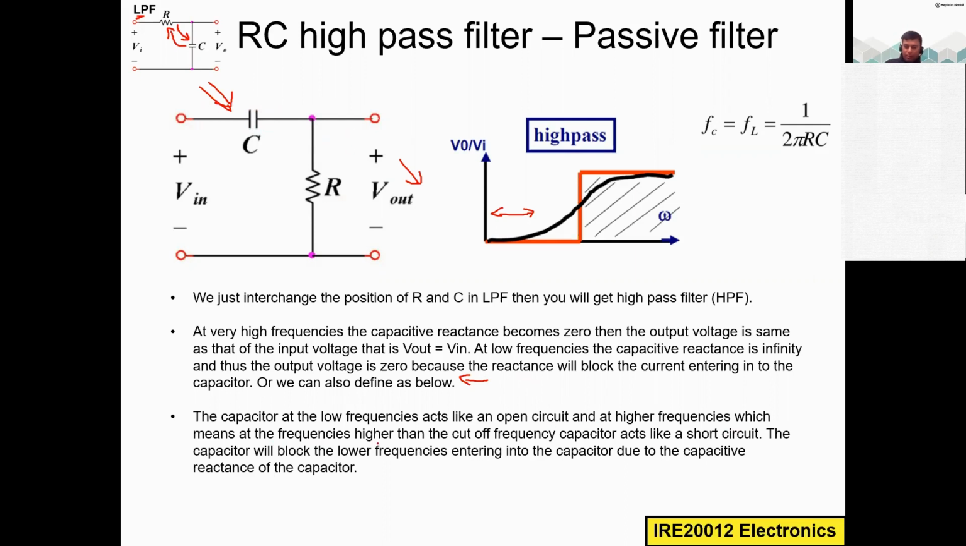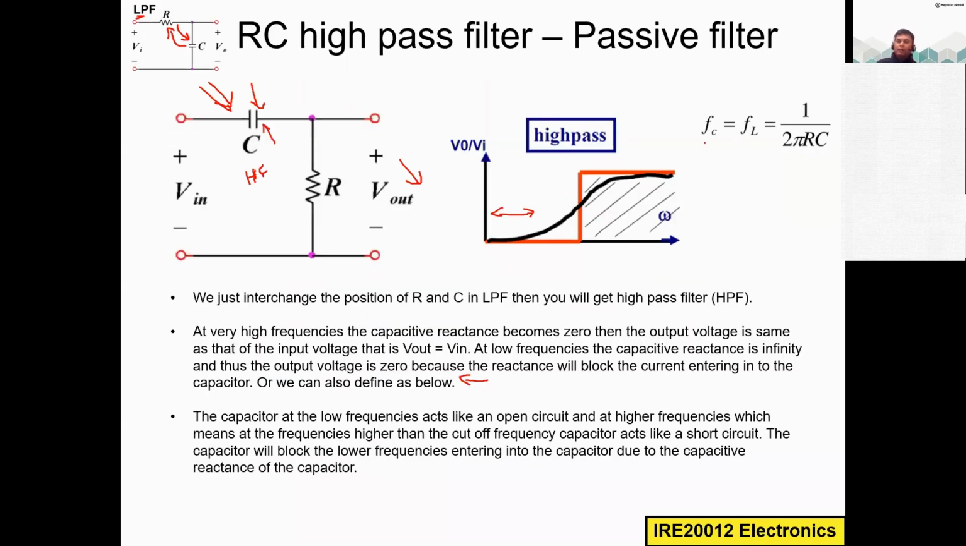That's what is mentioned in this paragraph. The capacitor will block the low frequencies entering into it due to its capacitive reactance. Since the position is here, it blocks the low frequencies because it acts like an open circuit. At high frequency, the capacitor charges and becomes a short circuit, so it passes the signals and you can get the output. It's a very simple logic for the high pass filter, but it's totally the opposite operation of the LPF.